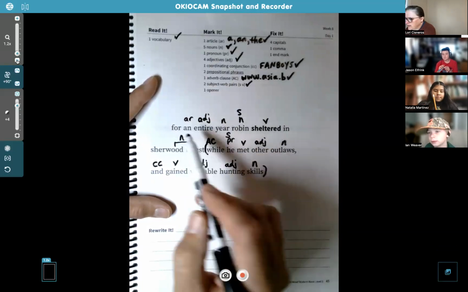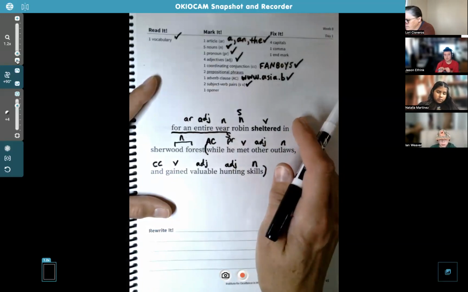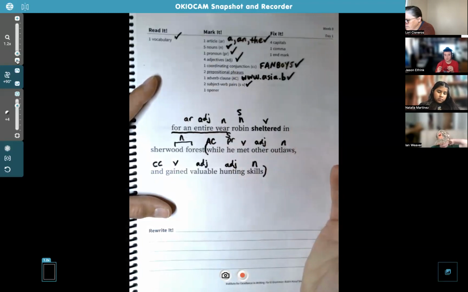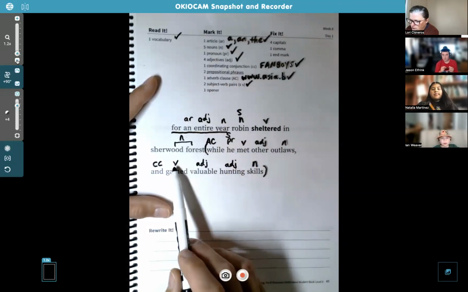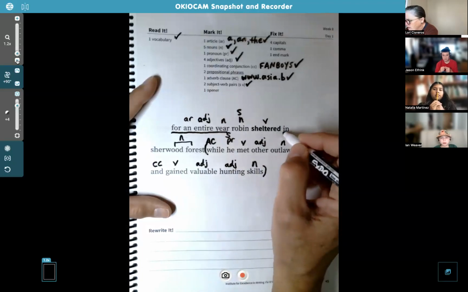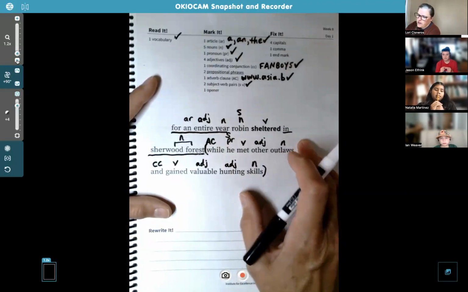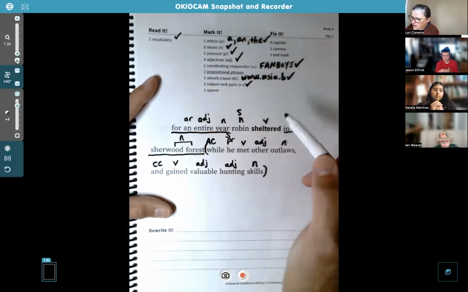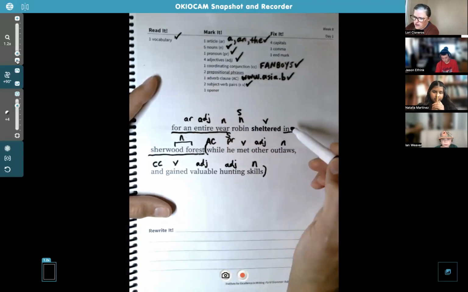For an entire year? Yes, for an entire year. Where's the other one? Gained valuable hunting skills? No, remember you're looking for a word that does not have a label yet. So gained already has a verb on top. In Sherwood Forest? There you go. So that's the big clue: look for the words that don't have a label, like for does not have anything on top of it, and in does not have anything on top of it. That's why I like to save those for last. They're way easier to spot.